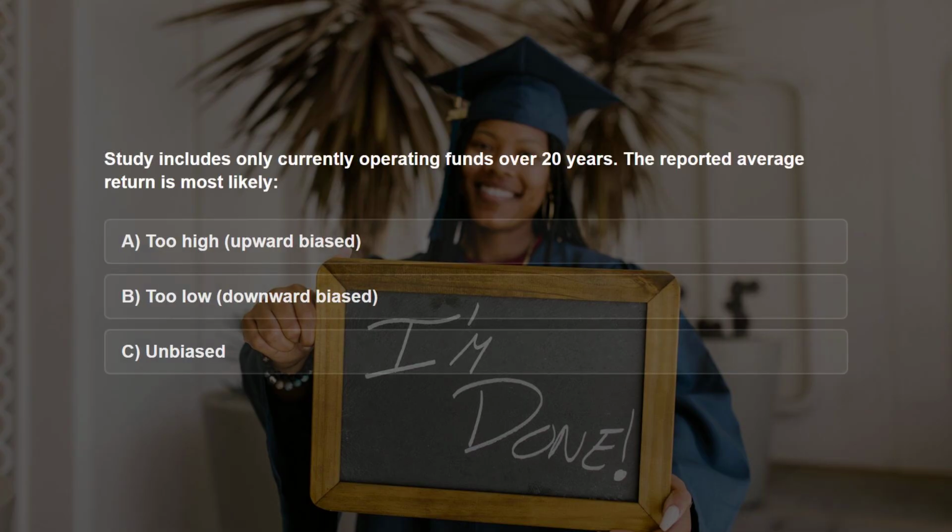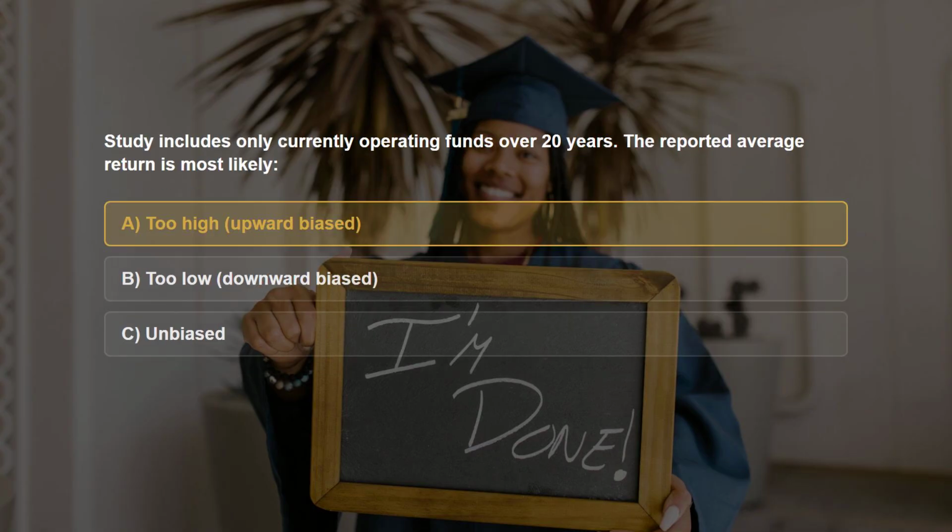Question 4. A study of mutual fund performance over the past 20 years finds an average annual return of 11%. The study includes only funds that are currently in operation as of the study date. The most likely effect of this bias is that the reported average return is... What do you think?